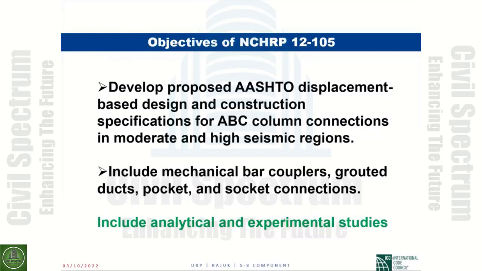Now, the big picture, the overall objective of NCHRP 12-105, the project that led to this proposed specification, was a displacement-based design method for construction and the design of ABC column connections for moderate and high seismic regions. So this was lacking for designers, even though they want to use ABC, but in high and moderate seismic zones, they did not have any guidelines to incorporate this. So that's the purpose of this project, to address that.